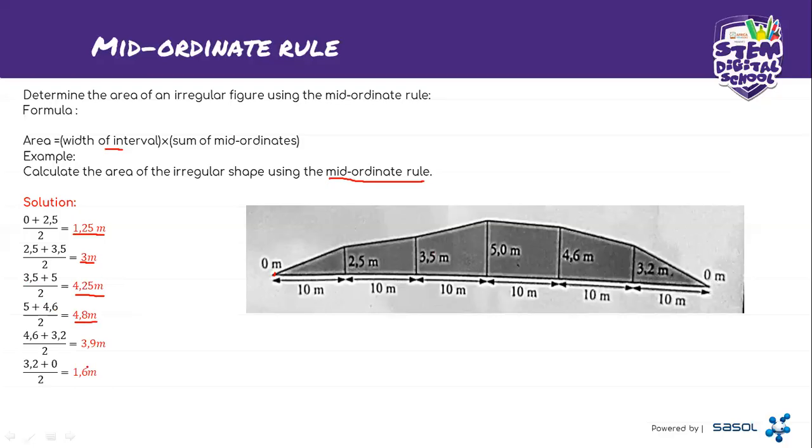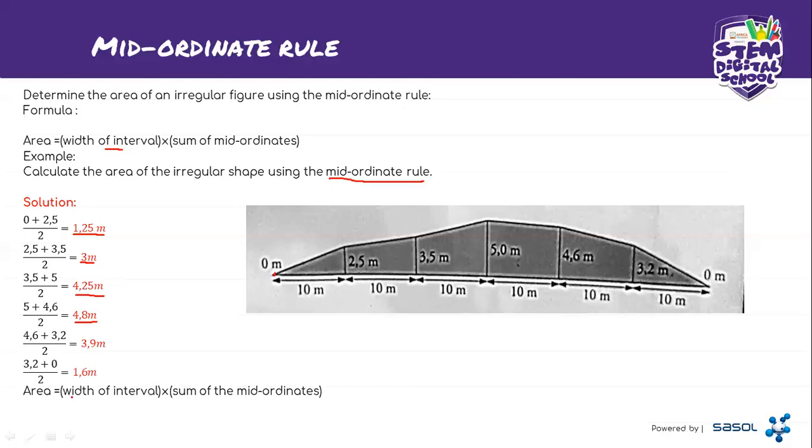So now, remember what we are determining: the mid-ordinates. We want the mid-ordinates so that we can use the formula. Remember it says sum of mid-ordinates, so we're going to add them. But now we are determining the mid-ordinates. Then 4,6 plus 3,2 over 2 equals 3,9 meter. The last one is 3,2 plus 0 over 2, and the last one is 1,6 meter. We now have the mid-ordinates, and then we will be able to calculate the area.